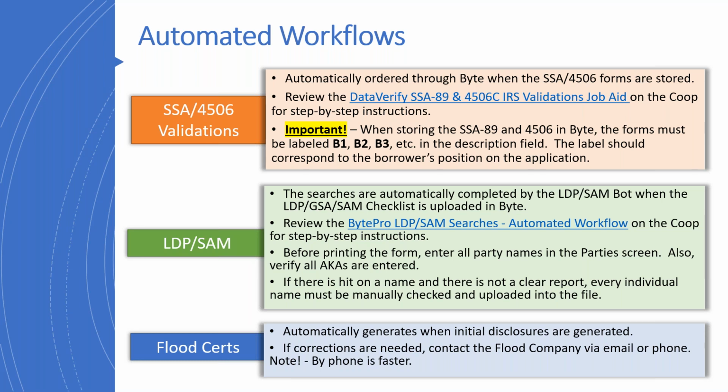Flood certs. They automatically generate when initial disclosures are generated. If you need corrections, you can contact the flood company via email or phone. I will tell you that by phone is a lot faster. Usually they're on the phone right there with you and making those corrections right away, and you're going to have it in less than a minute.